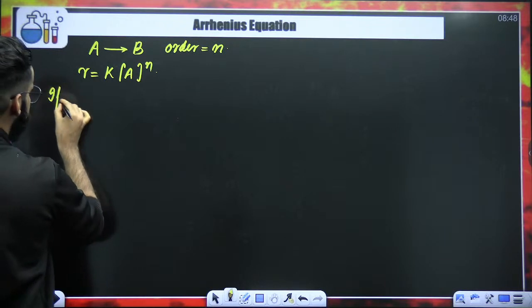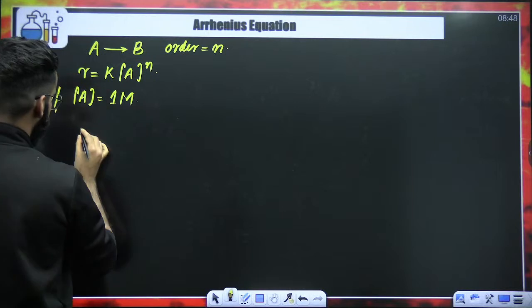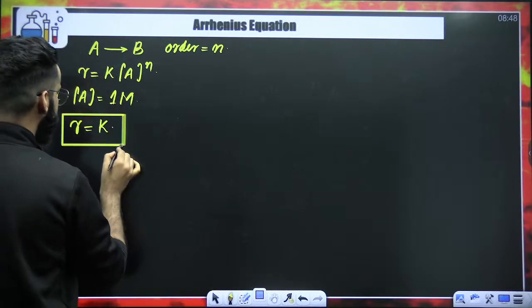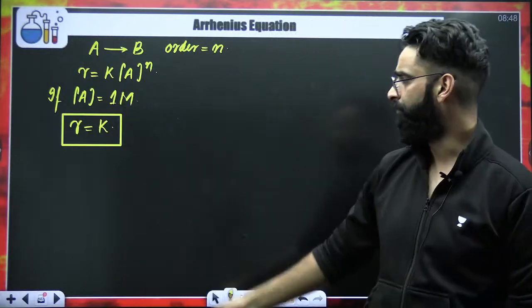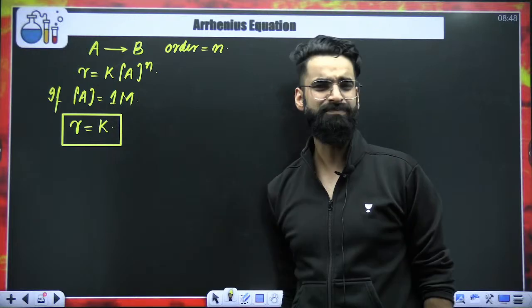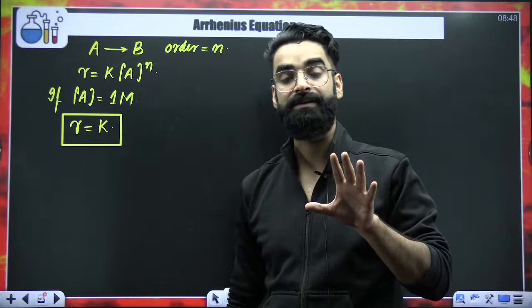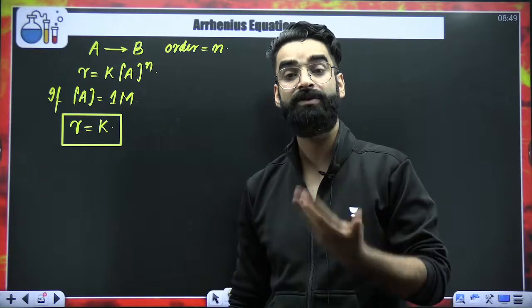Now, my dear students, first of all, if the concentration of reactant is kept at 1 molar, at that point of time, the rate of the reaction is the rate constant. So first of all, the more the rate constant of the reaction, the more is going to be the rate of the reaction. Now, if you remember, rate constant depends on the temperature. Rate constant of a particular reaction depends on the temperature.